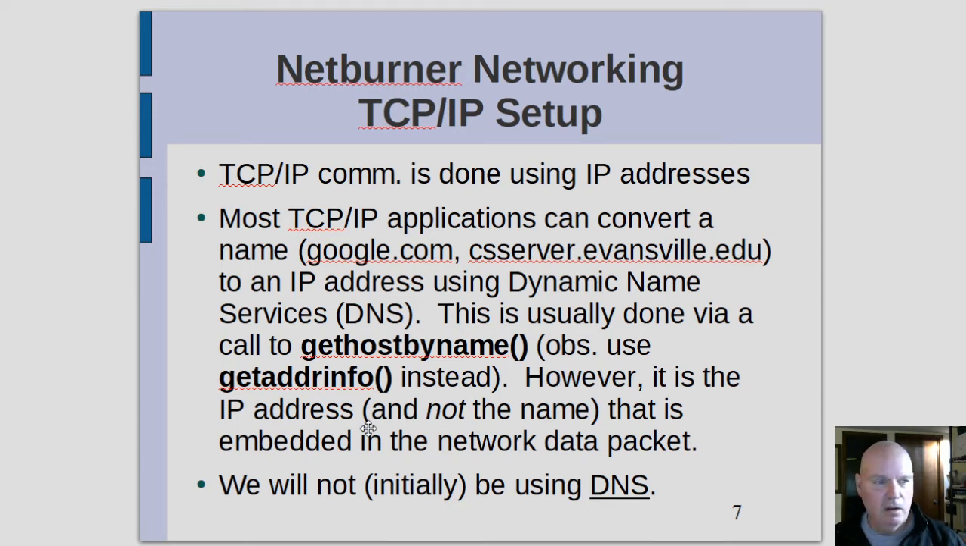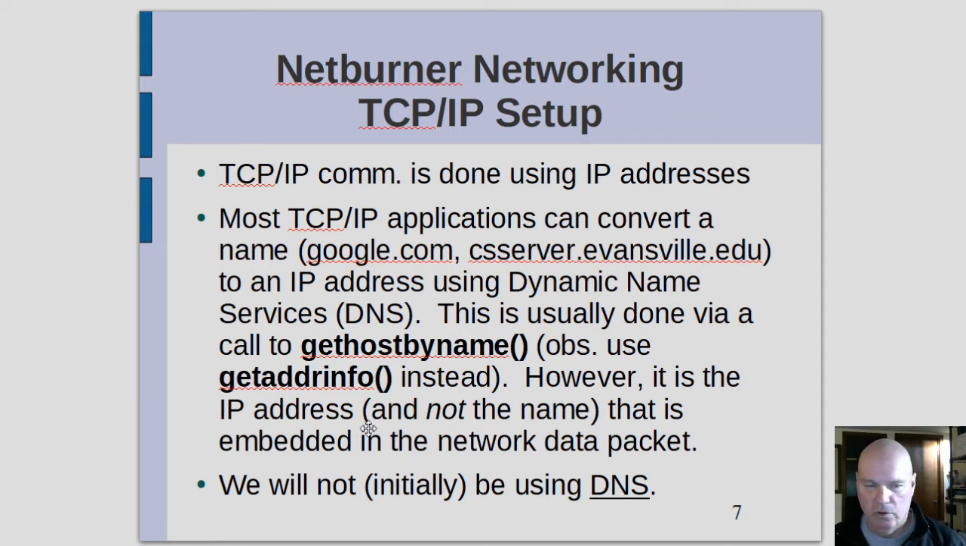Well, you may say, wait a minute. When I use my web browser, I never type in an IP address. I type in google.com or csserver.evansville.edu. Well, what happens there is the first thing your computer does when you refer to a server by name, it translates that name to an IP address using something called Domain Name Services, or DNS. So your computer is aware of certain other computers called DNS servers. It has their IP address, and it contacts the DNS server and says, I have this name, give me the IP address. So again, that's all done somewhat transparently.